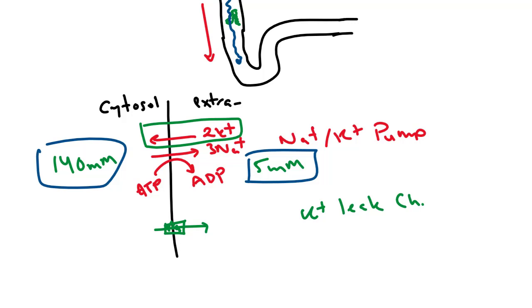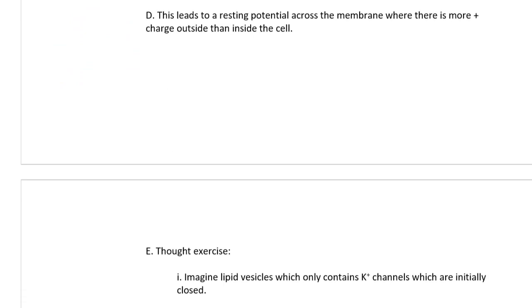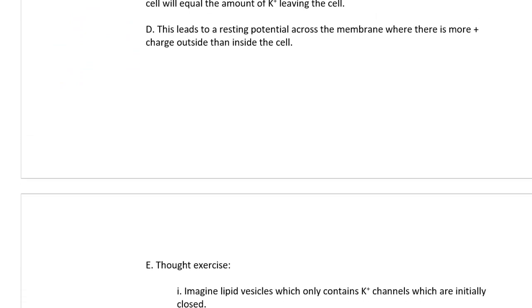Now, a steady state can be easily shown mathematically, but the level of math required to do that is beyond the scope of this class. It's actually not that high level. It's just a junior level math class, differential equations, that easily lets you calculate these things. So this leads to a resting potential across a membrane where there is more positive charge outside than inside the cell. Now, the other thing that hasn't been mentioned is, why are we just concentrating on positive charge?